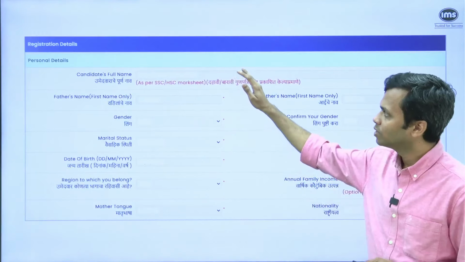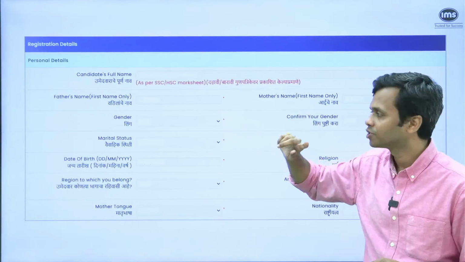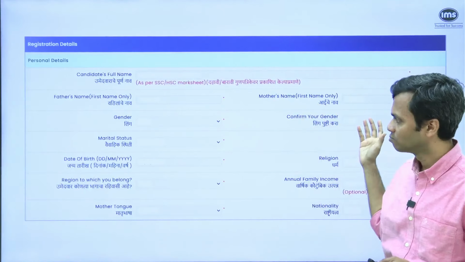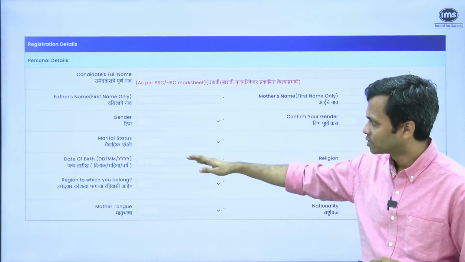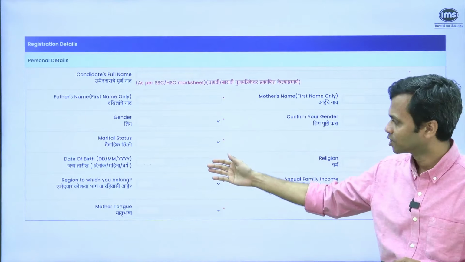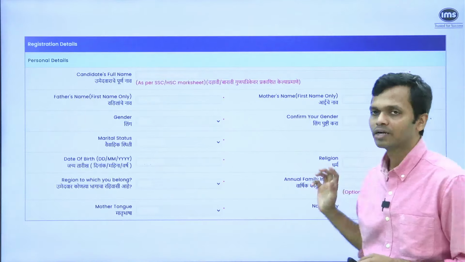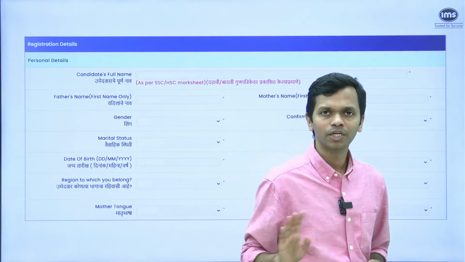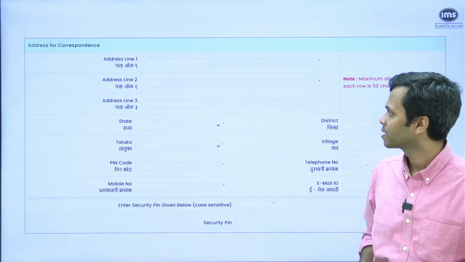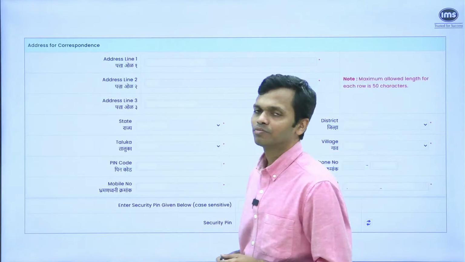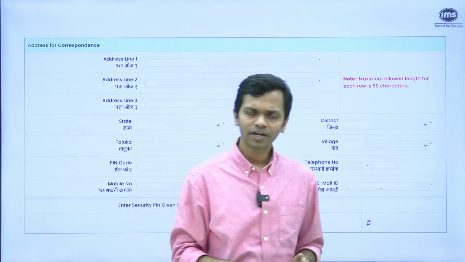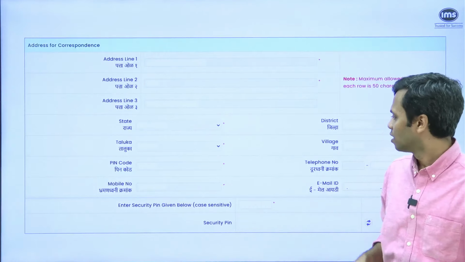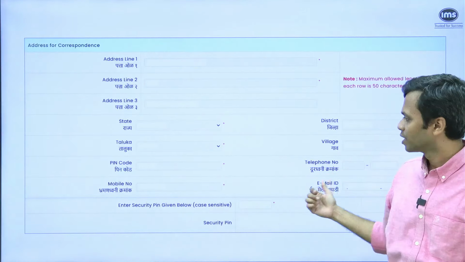So it will show you the information that you entered at the time of registration, starting from candidate's name, father's name, mother's name, gender, confirm your gender, marital status, date of birth, religion, region, annual income, mother tongue, and nationality. Okay, so whatever you entered previously, it will just be shown to you at this point of time. Moving on to the next one, which is correspondence address. Again, whatever you had entered, you will see that again here. You don't have to do anything. It will also show you your mobile number, email ID, and so on.